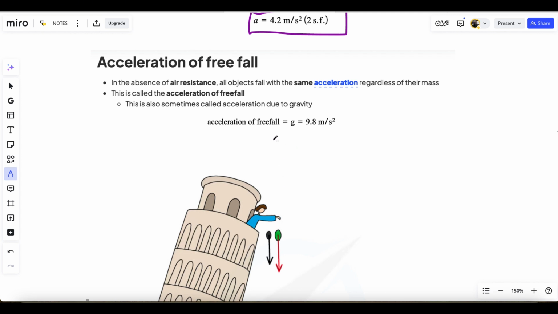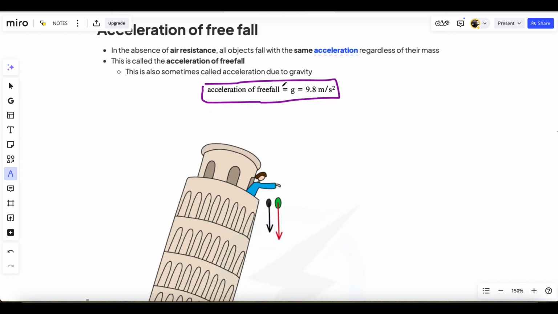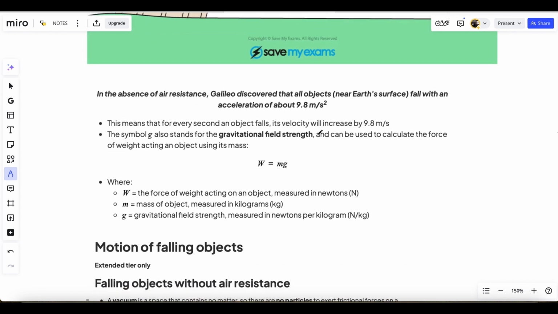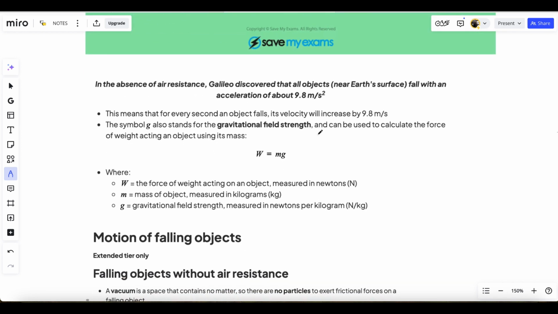Okay, and the acceleration of free fall is approximately 9.8. But for IGCSE, we approximate to 10 for convenience. We approximate to one whole number, and that makes it 10. But the real acceleration is 9.81 meters per second squared. Okay, and it's called g. This acceleration of free fall is called g. So when you jump out from a height, your acceleration value is 9.81 meters per second squared, the acceleration which is due to the gravitational pull of the Earth.